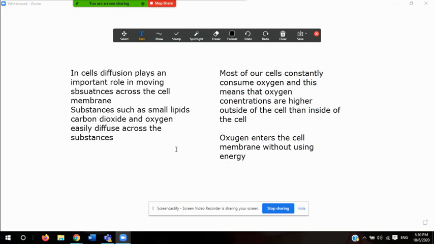So basically, in diffusion, molecules move from an area of higher concentration to an area of lower concentration. In our cells, that's important so that substances like small lipids, oxygen, or carbon dioxide go across the cell membrane, especially oxygen, because our cells are constantly consuming oxygen. We are aerobic, which means that we survive in the presence of oxygen. So it's important that oxygen molecules diffuse through the cell membranes without any use of energy, because if not, that could be very detrimental.